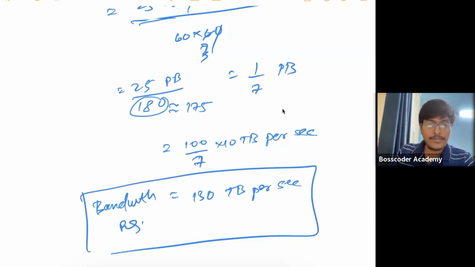What is the internet speed at your location? What is your internet bandwidth? Even considering I use a very high internet bandwidth at home, it is still around 300, 400 Mbps. And what is required from Netflix is 130 terabyte per second, which is very, very hard to achieve. Does this make sense?